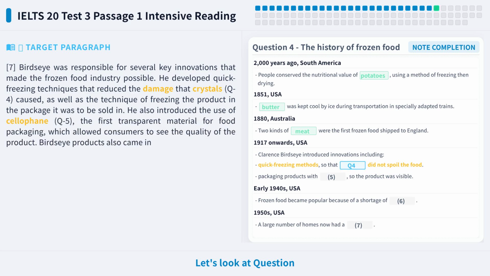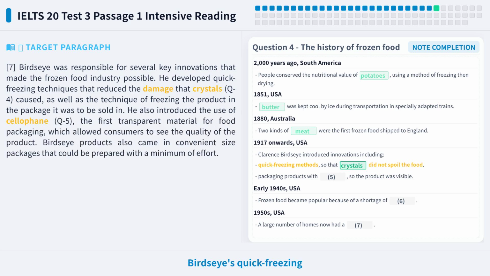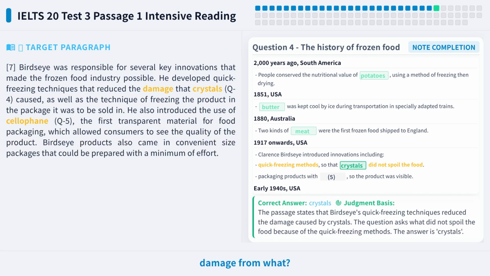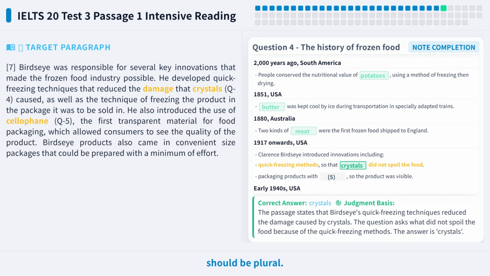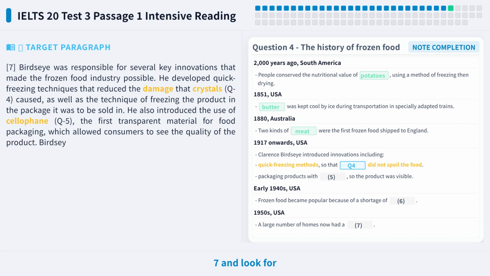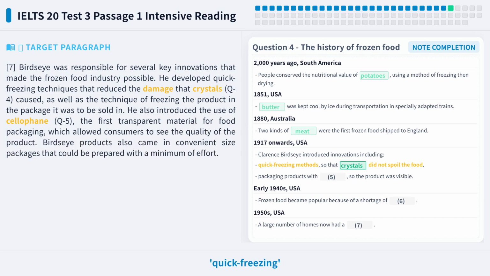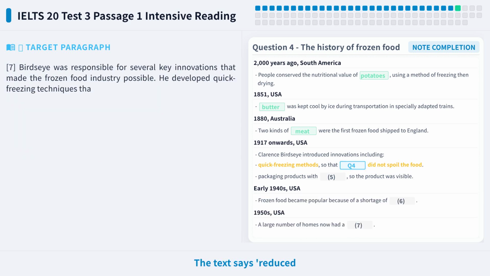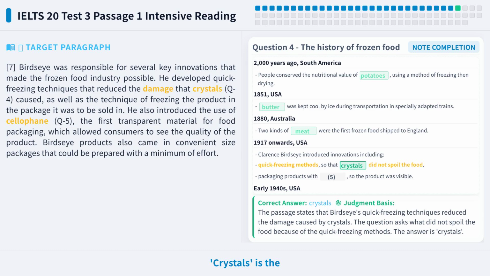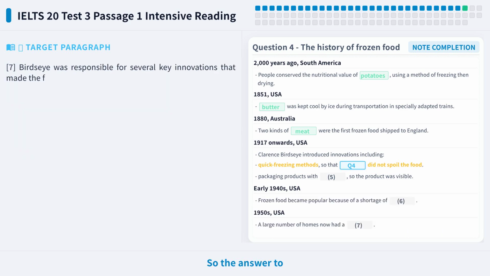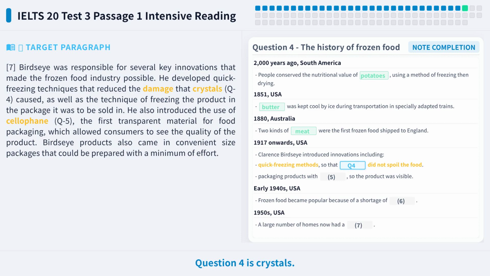Let's look at question 4. Birdseye's quick freezing method reduced damage from what? The answer is crystals. The word that before the blank tells us we need a noun, and it should be plural. Let's go to paragraph 7 and look for words related to quick freezing and damage. The text says reduced the damage that crystals caused. Crystals is the word we need. This word is directly given in the original text, no replacement needed. So the answer to question 4 is crystals.